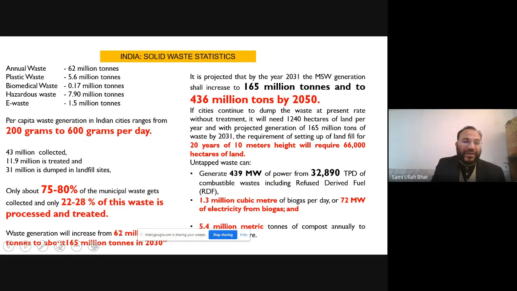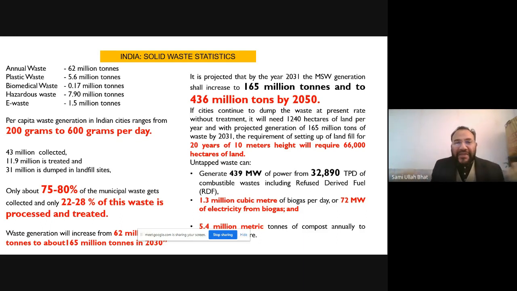So far, as the quantum of waste generation is concerned, 43 million tons is collected, 11 million is treated only, and 30 million is dumped in the landfill site. So far as solid waste is concerned, 80% of the municipal waste gets collected, but only 20 to 30% is processed and treated. Means the remaining 70% is not treated. When it enters into the atmosphere, it is creating a lot of problems for the recipient systems.